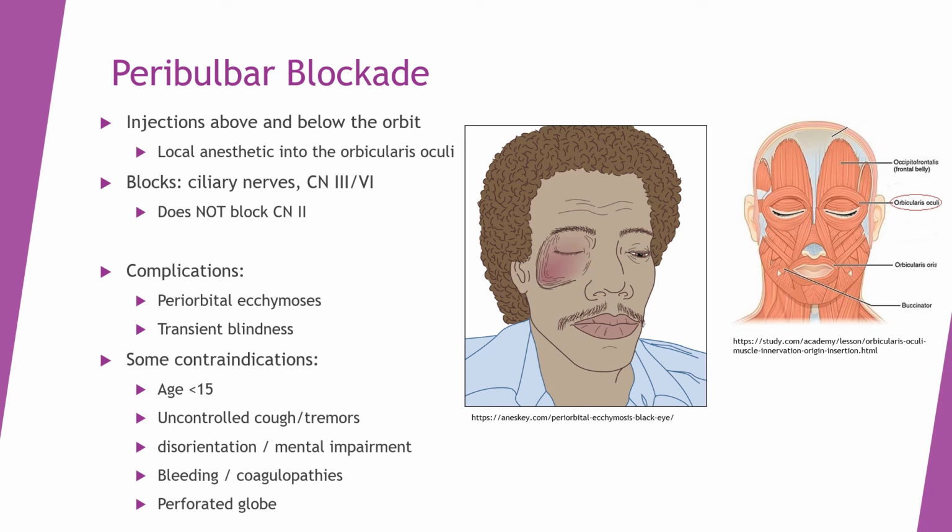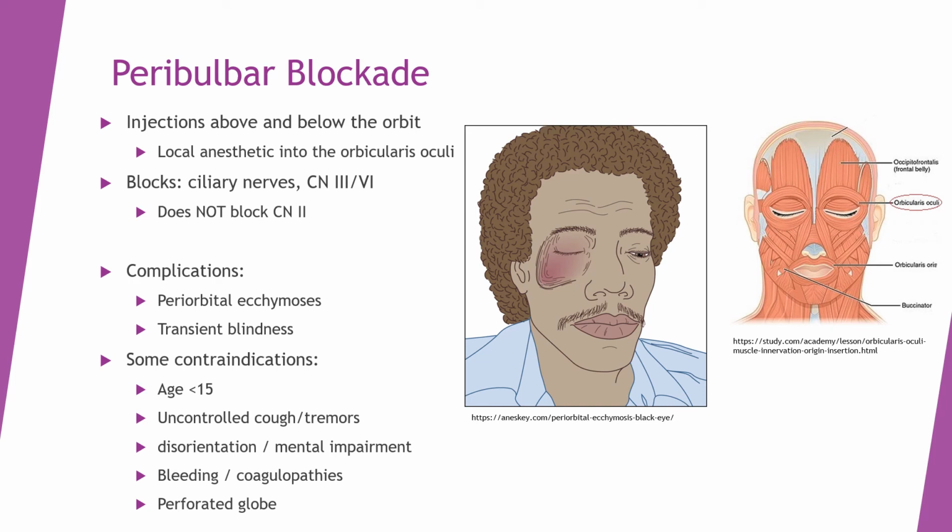Cranial nerve 4 innervates the superior oblique, which is responsible for abduction of the eyes, depression of the eyes, and the intorsion of the eyes. However, it does not block cranial nerve 2 or the optic nerve, which is responsible for perceiving the light. Complications that can arise from this peribulbar blockade is periorbital ecchymoses, which are large areas of erythema, and transient blindness.